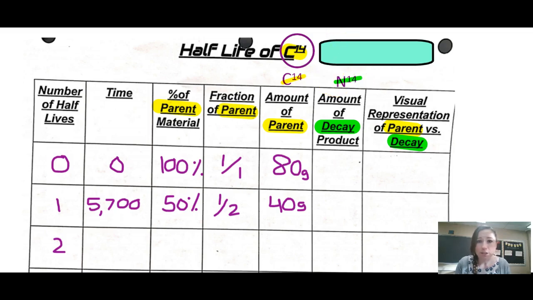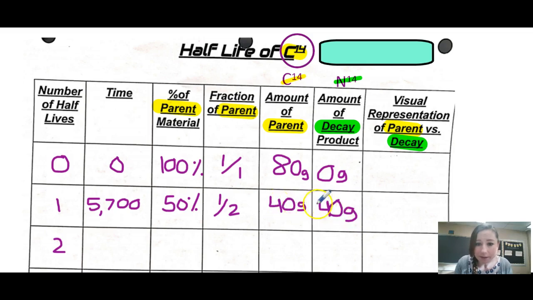So when we originally started and we had all 100% of the carbon-14, we didn't have any decay product. Nothing had decayed yet, so we had 0 grams of nitrogen, 0 decay product. When we had half of the carbon-14 left, that means that the other half has now decayed into nitrogen-14. Half and half makes a whole, so there's 40 grams of nitrogen left. 40 grams of parent, 40 grams of decay.